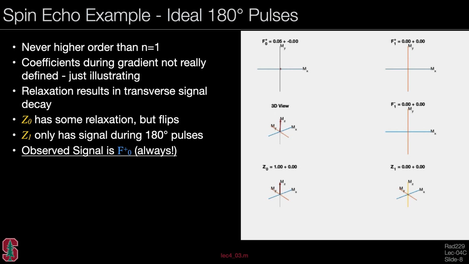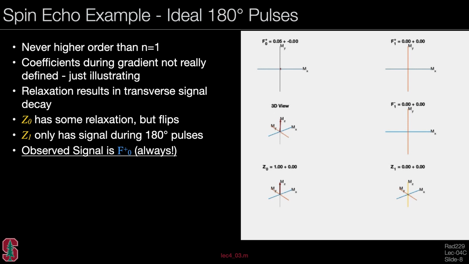And the final point is very important. The observed signal is always the F plus 0 state. And the reason for this is the other states integrate to 0. So there's never any signal resulting from magnetization in those states, although it can be refocused, as we will see.